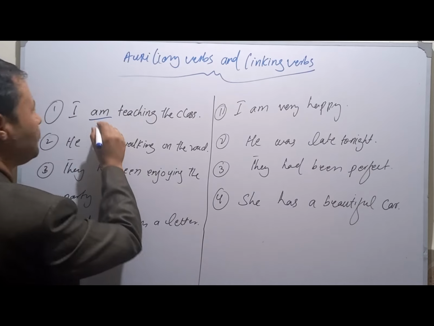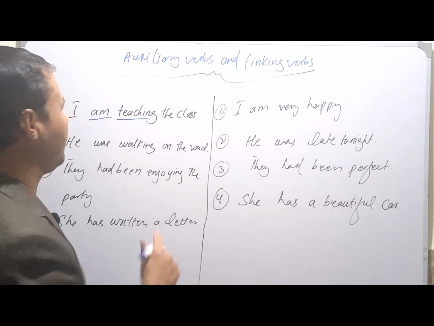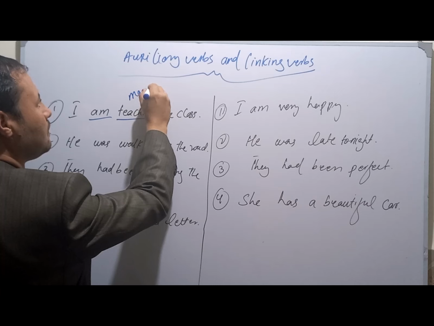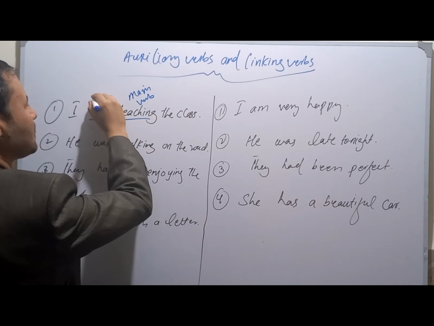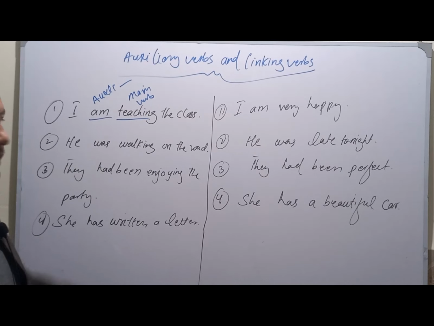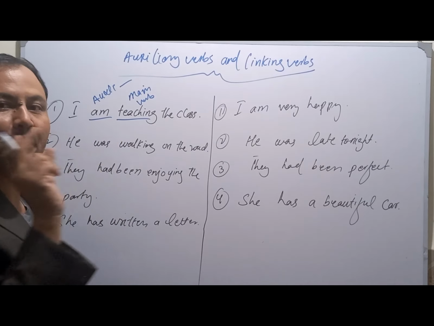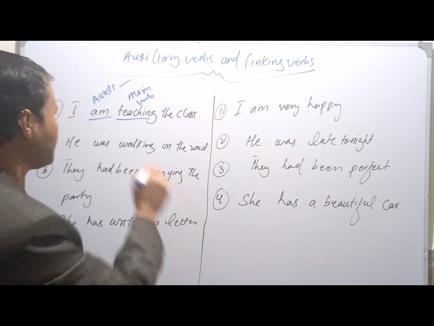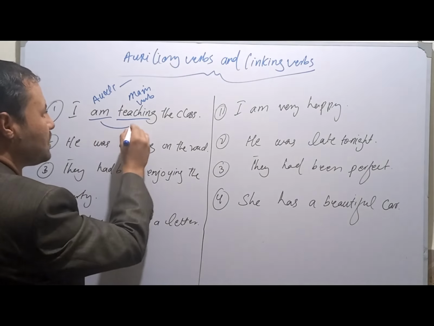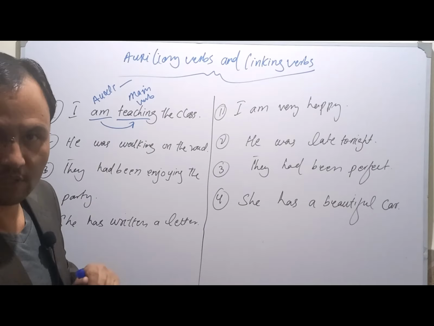So auxiliary verbs are used with the main verb. For example, I am teaching the class. The main verb is teaching, and this one is the auxiliary verb. I am teaching the class. Now here this am is meaningless. It is not giving any meaning. It is just helping. We can call it a helping verb also. So here the auxiliary verb is used with the main verb. It is just helping the verb to change the tense of the sentence.